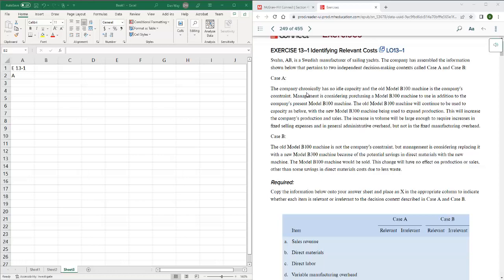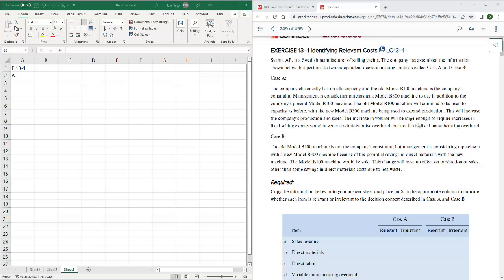So that case said, the company chronically has no idle capacity, and this old model B100 machine is the company's constraint, whatever it does. Management's considering purchasing a model B300 machine to use in addition to the present model B100. The old B100 would continue to be used to capacity as before, with the new model B300 machine being used to expand production. So putting them side by side, basically. This would increase the company's production and sales.